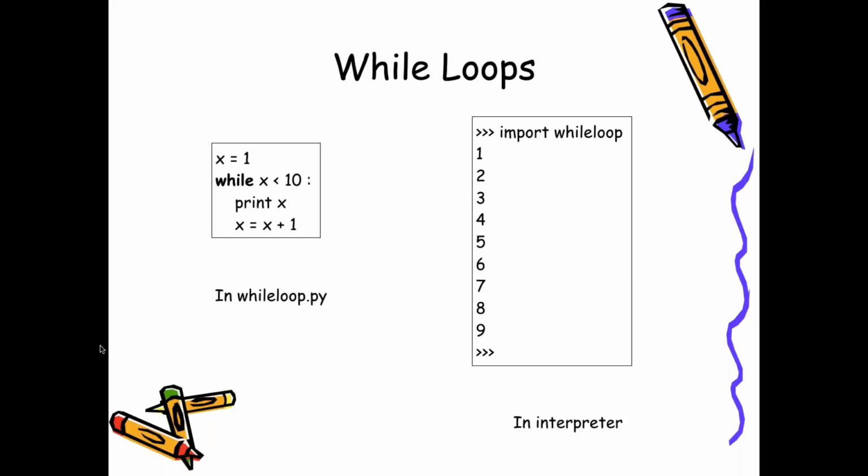And then we have while loops like we used before. These basically run as long as a certain condition is true. So here in this example, we have x equals 1. While x is less than 10, we print x, and then we add 1 to x every time so that the loop eventually breaks.